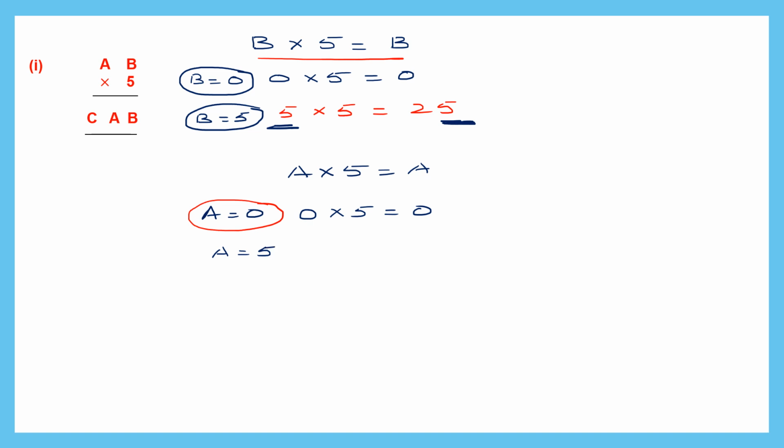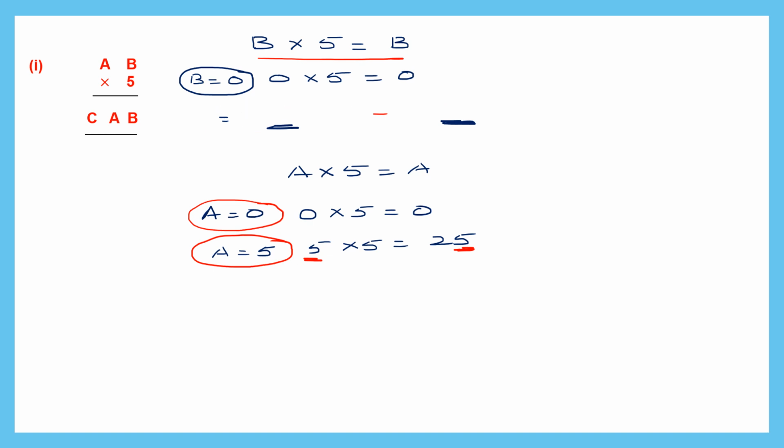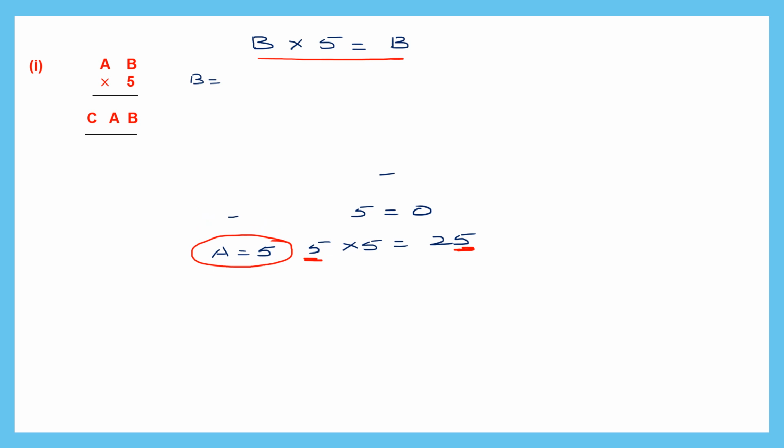So, if A is 5, 5 into 5 is equal to 25, which is ending in 5. So if this is A, it's ending also in A. Now, in the previous question, we found that if B is 0 and A is also 0, it doesn't make sense, so we leave B at 0 and A, we are not going to put 0. Instead, we are going to leave A at 5. So we're going to take B to be 0 and A to be 5.